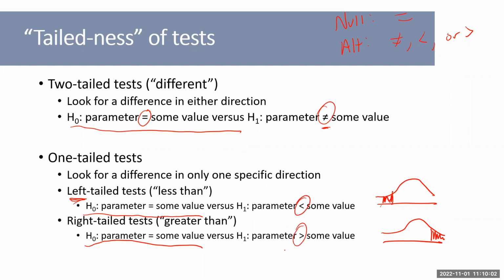caring about greater than. So if you're looking for a decrease in something, you're going to know that you're dealing with a left tail. If you're looking for an increase, you're going to look for a right tail. Okay. Your arrow is going to point to the tail if that helps you.